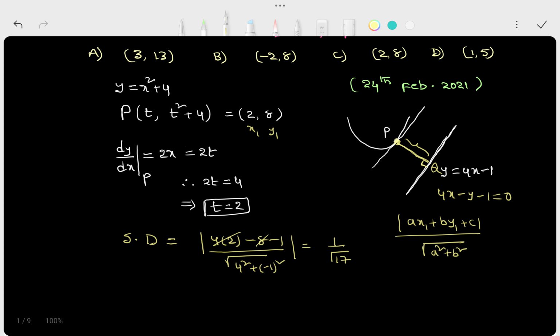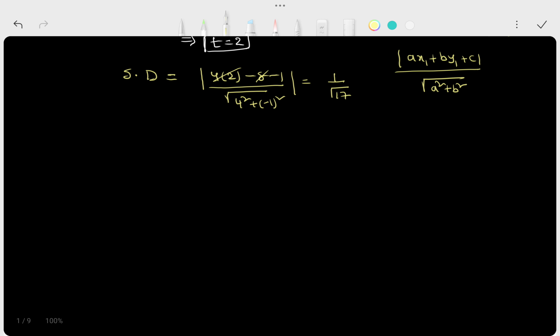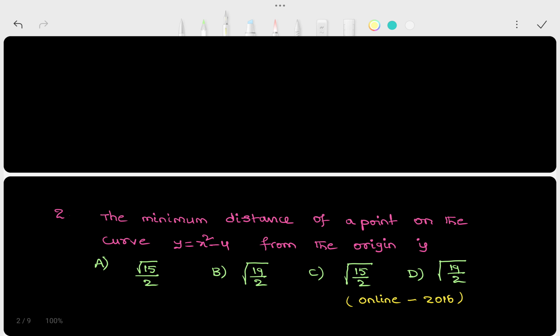I hope everyone is clear on how to find the point on the given curve which is the closest. Closest means shortest, so nearest to the given line. The perpendicular distance from the point to the given line is nothing but the shortest distance between the curve and the line. Okay, now we will go to one more question in the same model.